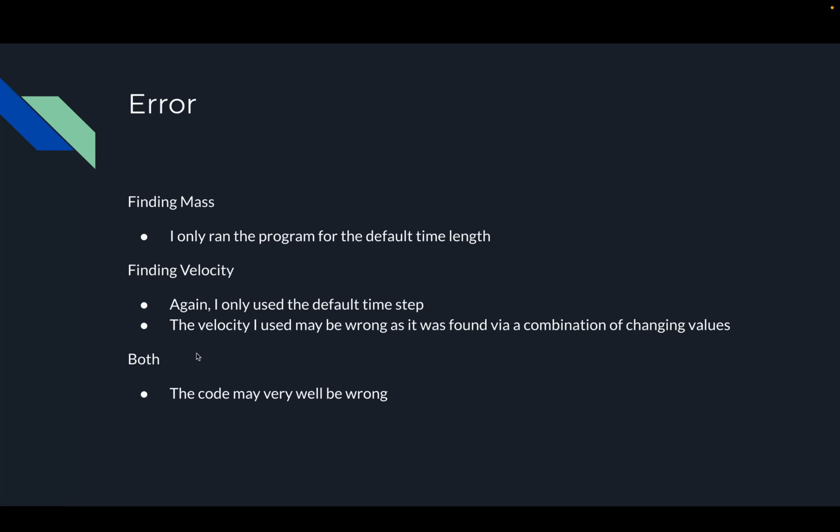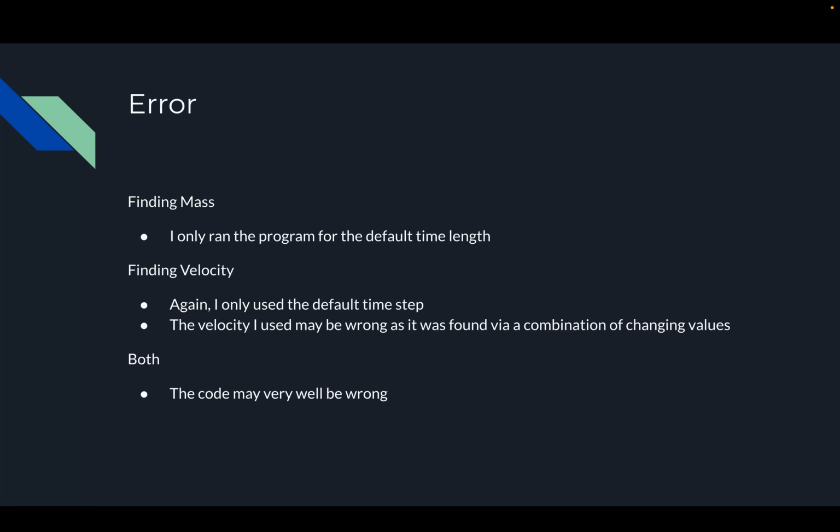So there are definitely a few sources of error possible here. Finding mass, I only ran the program for the default length that comes with the program, which is 1 day in seconds. In velocity, I also only used the default time step. The velocity also might be wrong, again, because I found that via checking and running the code. There might be a smaller number which yields the same results. And of course, there's also the possibility that the code is just flat out wrong in both simulations.